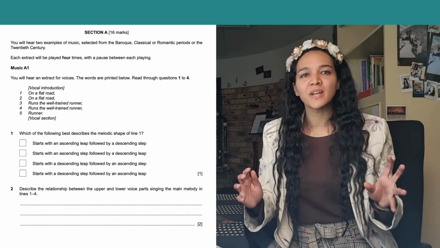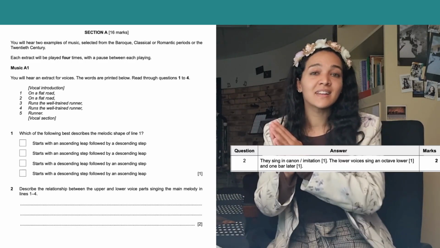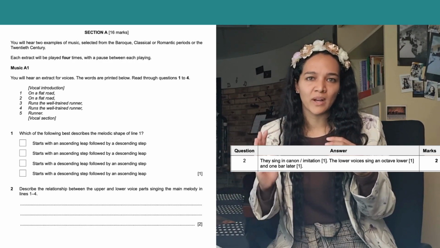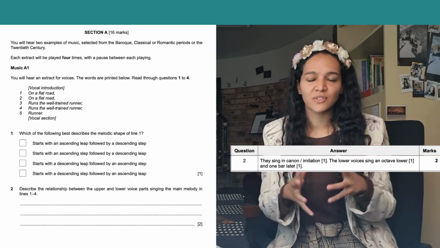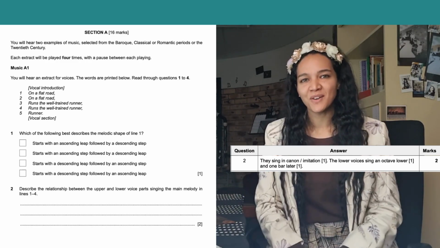And then we can also mention something very simple. Of course, we said that they already enter in an imitative style like canon, but they actually enter 1 bar later, the entries. So 1 bar after each other. And any of those 2 will give you your marks there.